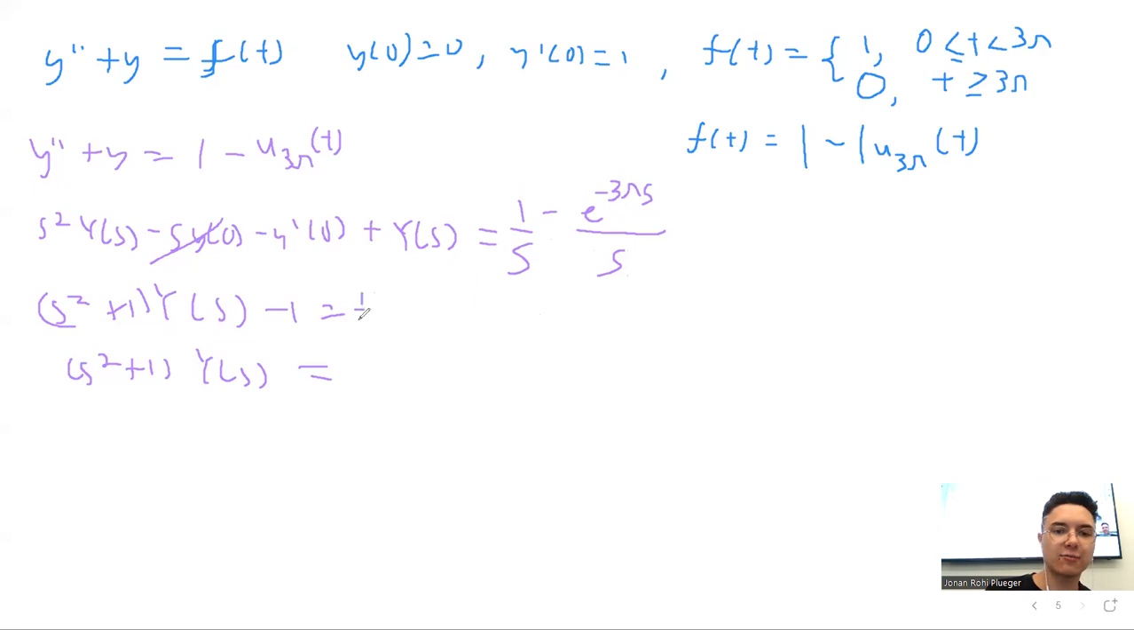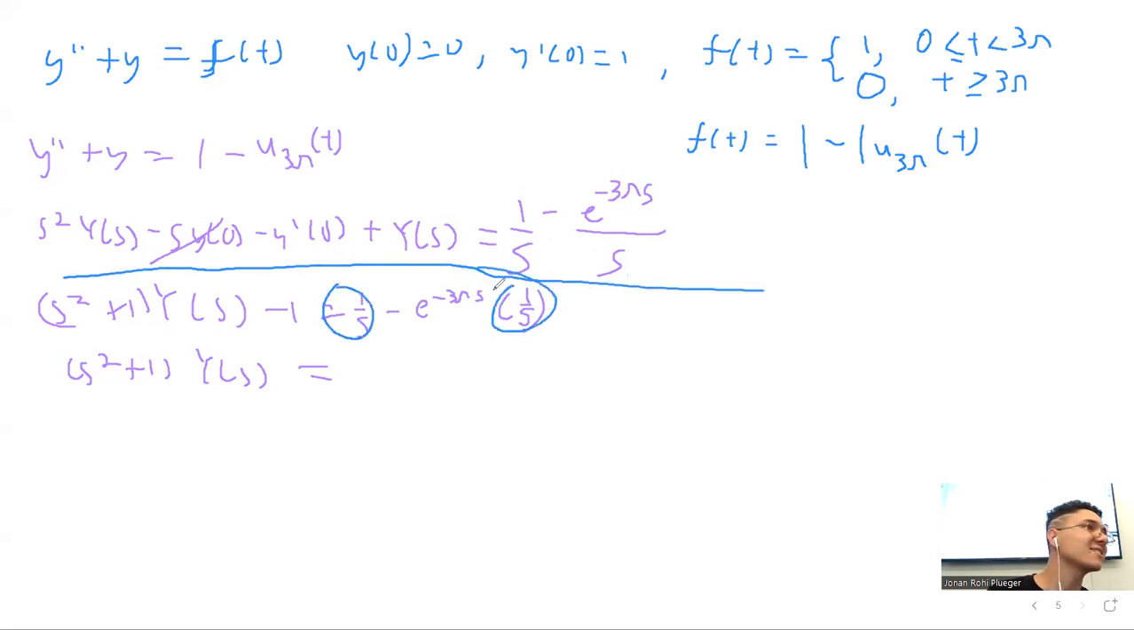Because we can write this as 1 over s minus e to the negative 3 pi s, 1 over s. And so you can observe from looking at this that 1 over s and 1 over s are both going to have, once we divide out s squared plus 1, the same partial fraction, yes? However, there is an even simpler thing we can do: because 1 over s and 1 over s will have the same partial fractions, we can write this as 1 minus e to the negative 3 pi s, 1 over s.